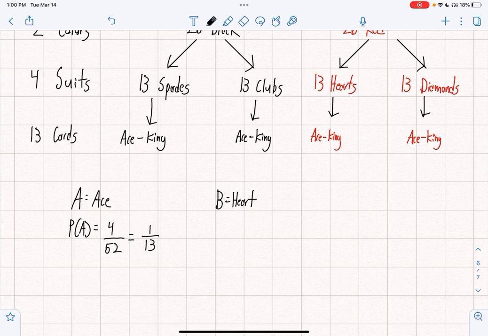Now let's think about event B, the event hearts. So the probability of B. Again, we have 52 cards total. And how many of them belong to heart? Well, there are 13 hearts in a deck of cards. So we have 13 out of 52, which is the same as 1/4.